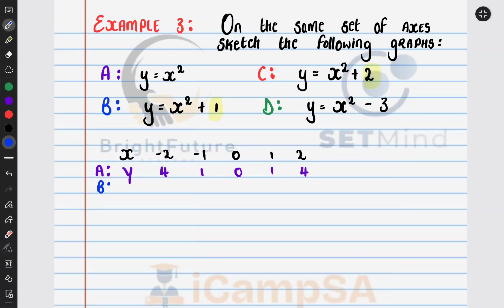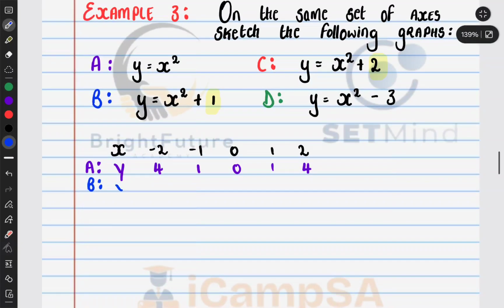For function b, you just substitute the x values to get the corresponding y values. Hopefully you are aware of that. So for b, you're gonna have -2 squared, which is 4 plus 1, which is 5. And then -1 squared, which is 1 plus 1 is 2. 0 squared is 0 plus 1 is 1. And then 2, 5.